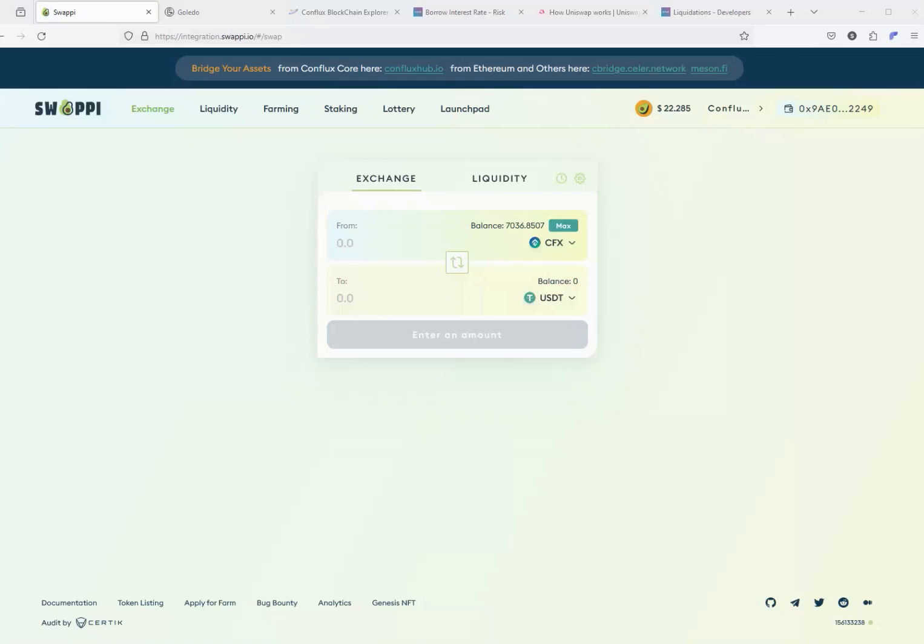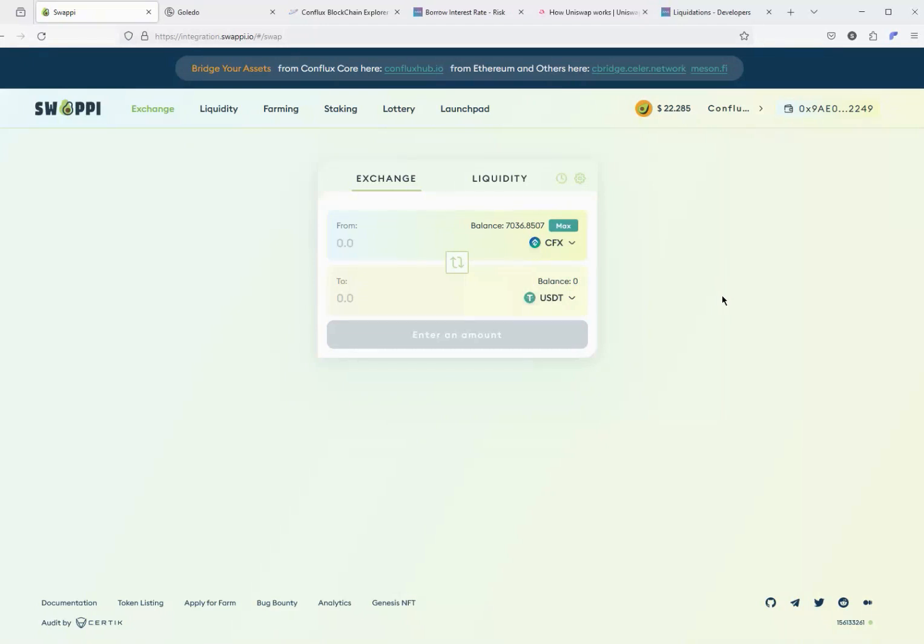Let's start. Hello, everyone. So here we will implement two projects in Hackathon. The first is called DEX, and the other is called Lending and Borrow Protocol Platform. So this is the first project.